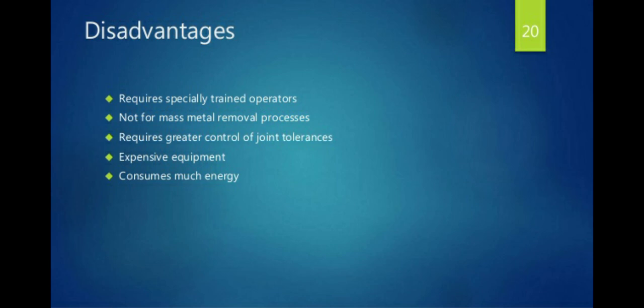It is not like ultrasonic machining. In ultrasonic machining, mass production and mass metal removal can be done, but in this process we cannot do it. It requires greater control of joint tolerances. For getting high tolerance, we have to go for more control of the particular process, and it needs expensive equipment and consumes much energy.